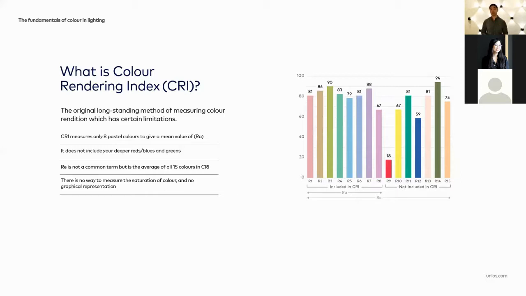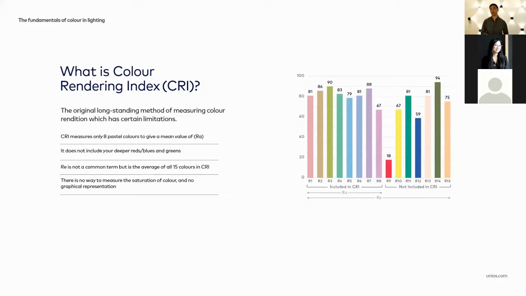However, CRI has a vital flaw. As you can see on the diagram on the right here, CRI, or what we know in the industry as RA, predominantly uses only 8 pastel colors, R1 to R8. But a key component missing there is R9 to R15, which includes your deep reds, your deep greens, and your deep blues. There is an uncommon term out there that's generally not used, which is R1 to R15, and that includes all 15 colors.